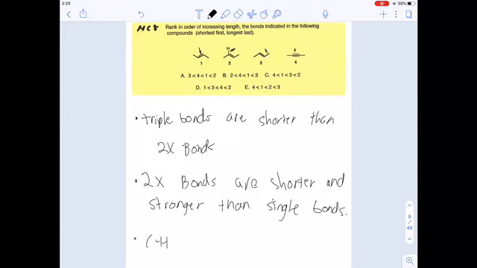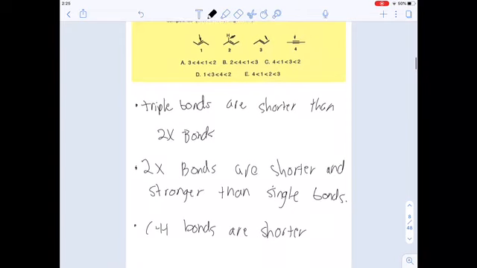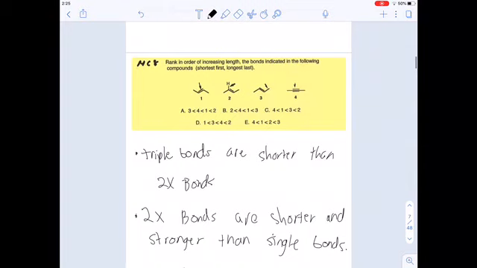And finally, CH bonds are going to be shorter and stronger than any carbon bond. So that includes double bonds and triple bonds. So CH is going to be stronger than C triple bonded to another C, C double bonded to another C, or C single bonded to another C. CH is going to be stronger and shorter than all of those. All right, so with that in mind, we can go ahead and tackle this question.